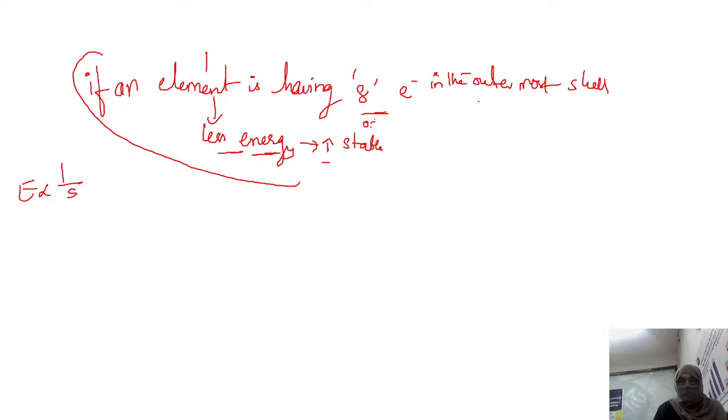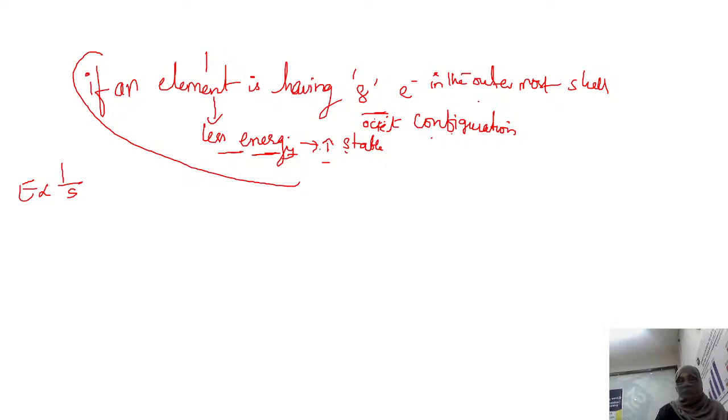Having 8 electrons in the outermost shell is also called octet configuration, because you know that oct in chemistry refers to 8. What do you mean by configuration? Arrangement of electrons. Octet means 8, configuration means electron arrangement. So if an element is said to have octet configuration, that means it has less energy and more stability.